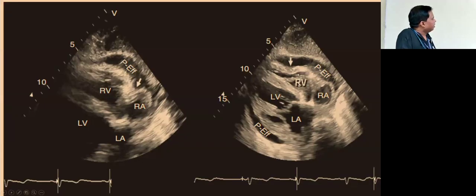And after that, there will be RV diastolic collapse. So this happens in early diastole. RA collapse happens in early systole, RV collapse happens in early diastole.